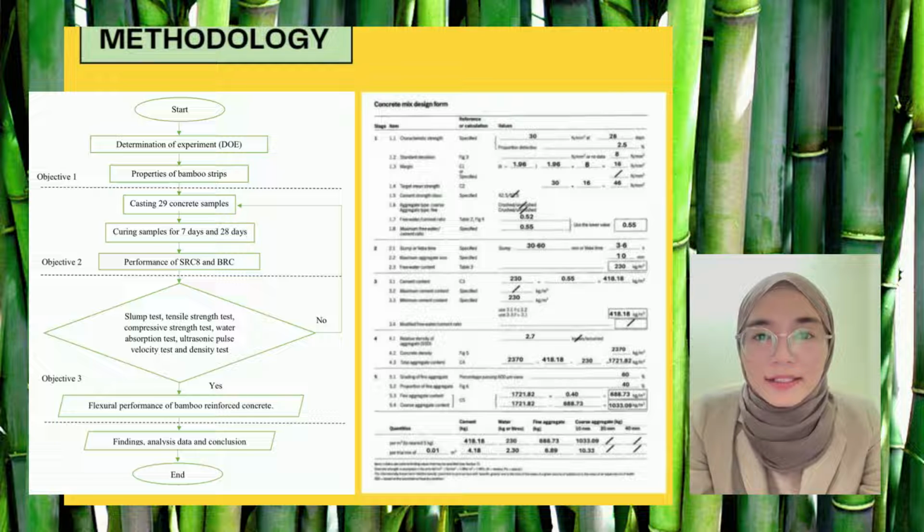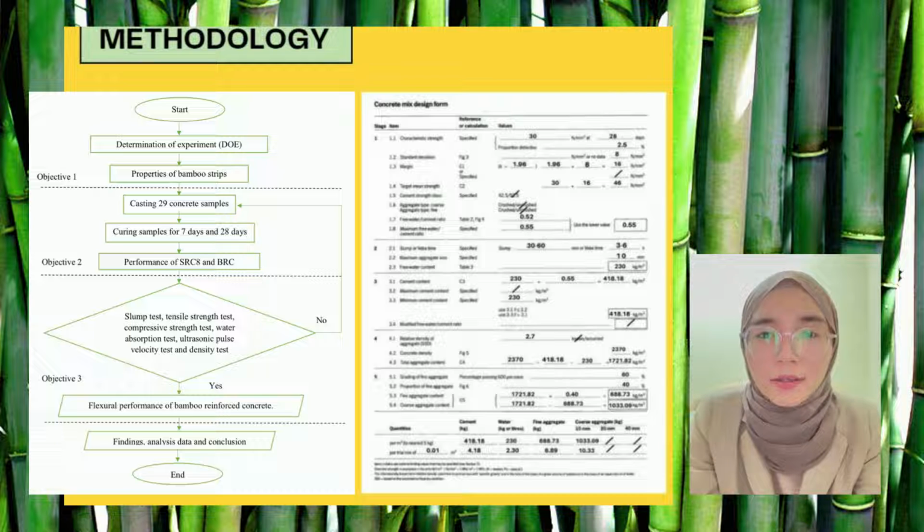Next, the experiments start with slump test, tensile strength test, compressive strength test, water absorption test, ultrasonic pulse velocity test, and density test. Proceed with flexural performance of bamboo reinforced concrete, which covers objective 3. Next, we get the findings, analysis, data and conclusion, and we end the flowchart.